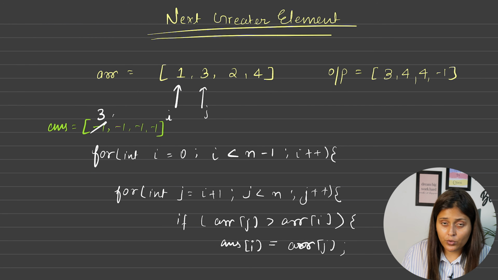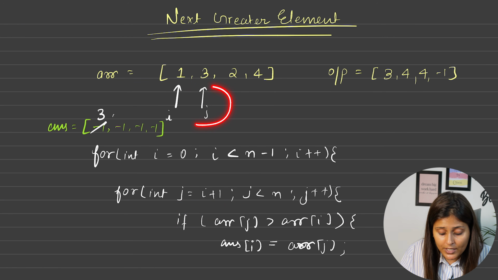Now once done, do you think we should move our j forward? Means once we found that for 1, 3 is the next greater element, do you still want your j to run forward?